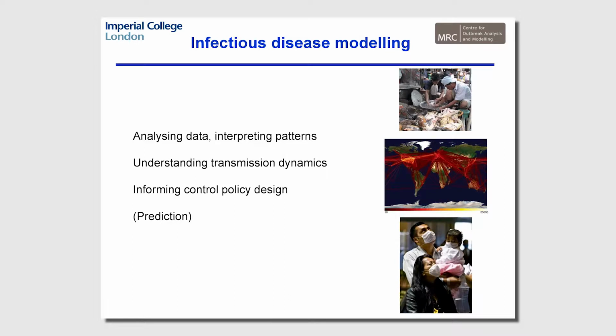What are the risk factors for spread? What are the risk factors for severe disease? And that can then, in its own right, inform the design of control policies. A very small part of what we do, because it's intrinsically extremely difficult, is trying to make predictions about trends in disease. More commonly, we do, though, make predictions about the potential impact of control policies.